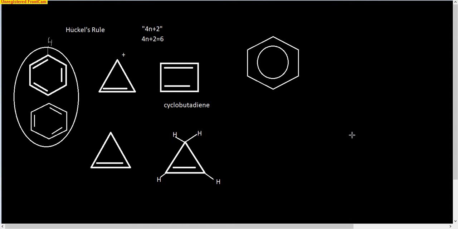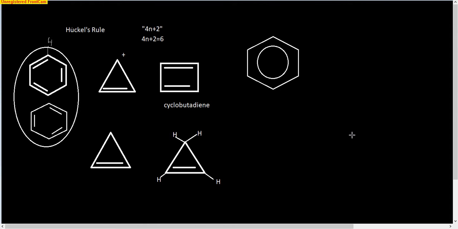Hey guys, I just wanted to talk about Huckel's rule and try to give you a better understanding of exactly how to use it, how to implement Huckel's rule. Huckel's rule is basically the last step in determining if a cyclic compound is aromatic, or if it doesn't fit Huckel's rule, it is anti-aromatic.